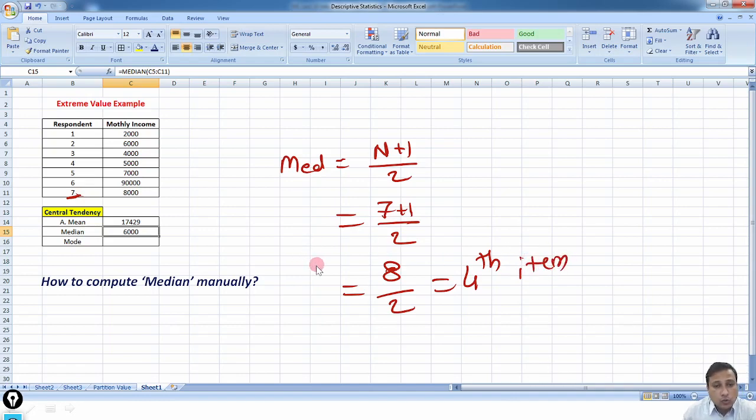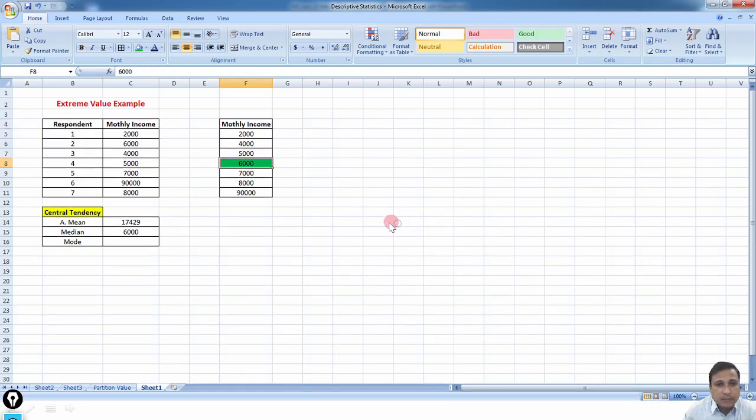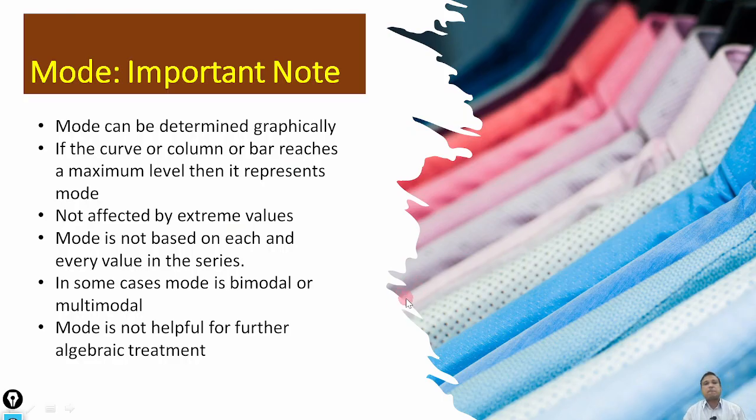And to identify the fourth item, what is the procedure? First, you will have to arrange the data in ascending order. For that, I have arranged this data in ascending order, and then I'll count the fourth item: first, second, third, and fourth. Either I can start from this place also, 1, 2, 3, and 4. So the fourth item is 6,000. That is why my median is 6,000. Fine. So this is the way that we go with median.